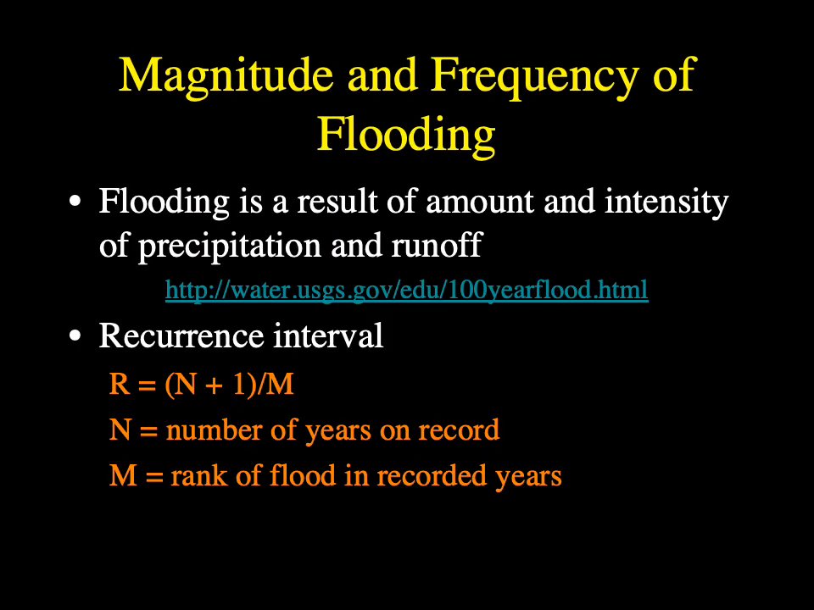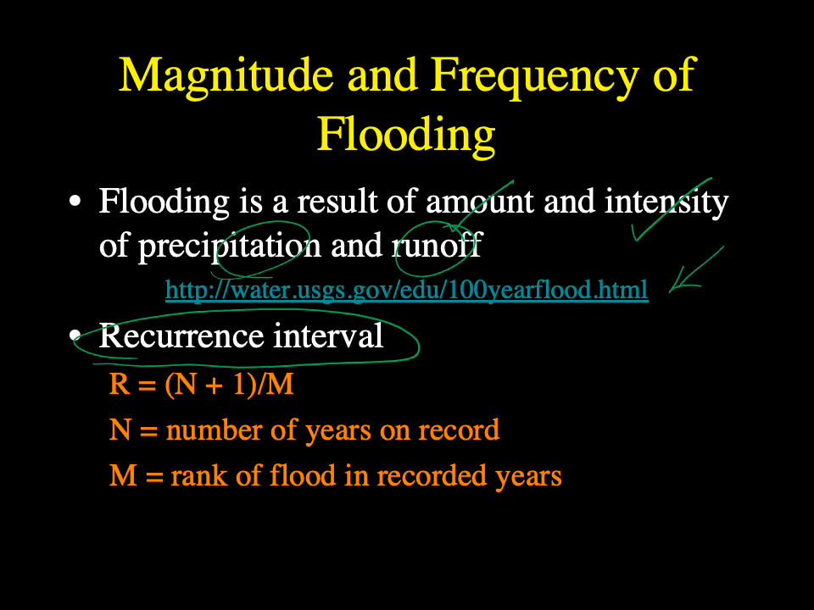So the magnitude and frequency of flooding can also be predicted, and you can do this mathematically by calculating something called the recurrence interval. Remember, what causes a flood? Flooding is a result of the volume of water and the intensity, how much over how much time you're getting rainwater and runoff. You can check out the discussion on the USGS Water Watch website about 100-year floods. We can calculate the recurrence interval of floods of certain magnitudes, and we're going to do this in lab, but to save some time for lab, I'll introduce it now.